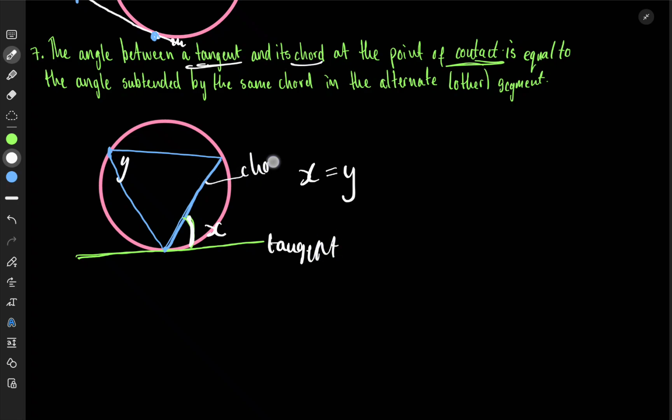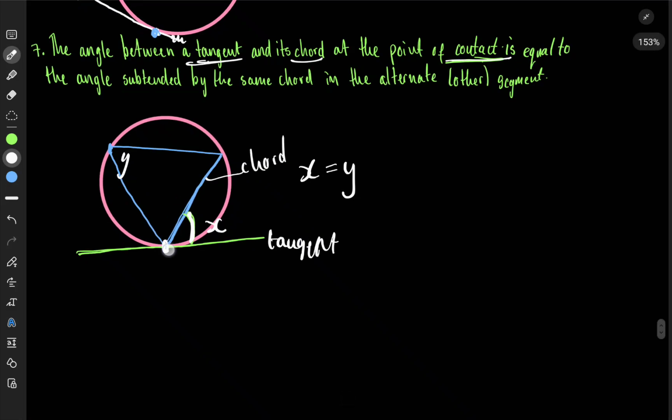You must be able to see it, even though it's part of a shape. The chord is drawn to the point of contact. It's not a radius this time. It's a chord. Now that angle is equal to the angle made by the same chord in the other segment. So the angle that the same chord makes, this angle Y, is just the same as X. That is what you must know.